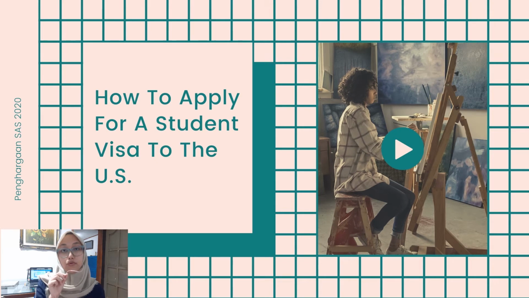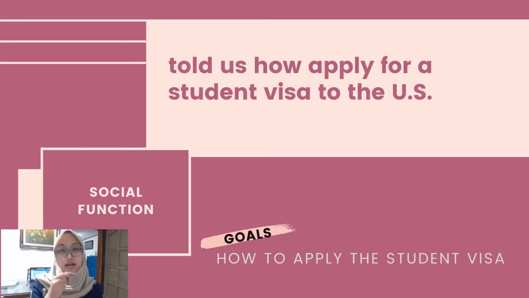Okay, we move to the second example from the procedure text. We have how to apply for a student visa to the US. For the social function, this procedure text tells us how to apply for a student visa to the US. And the goal is to apply for the student visa. Okay, the text structure.